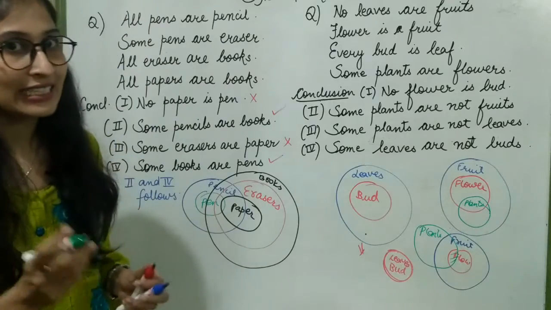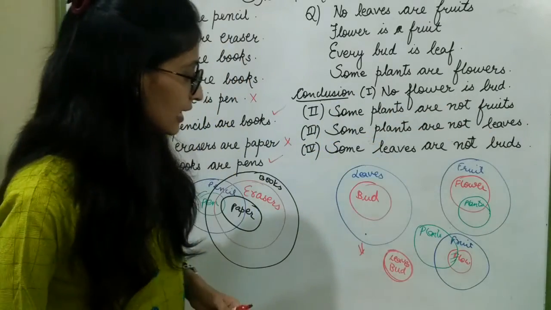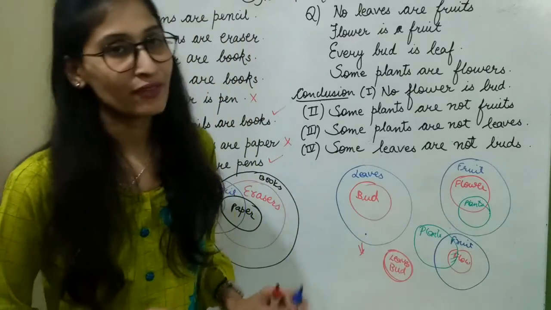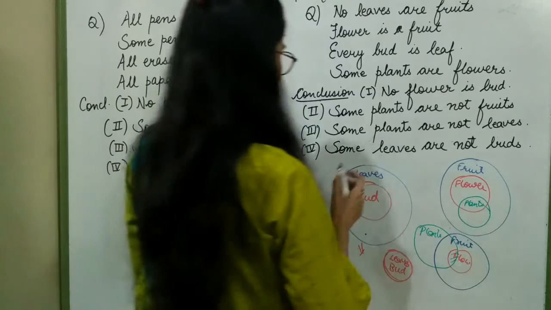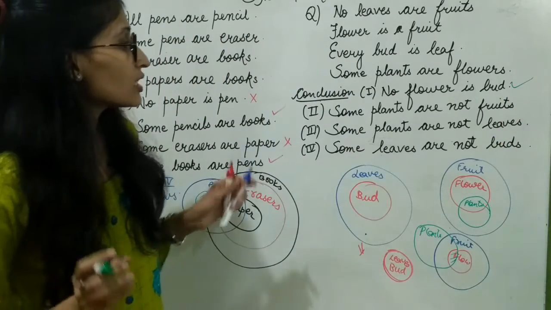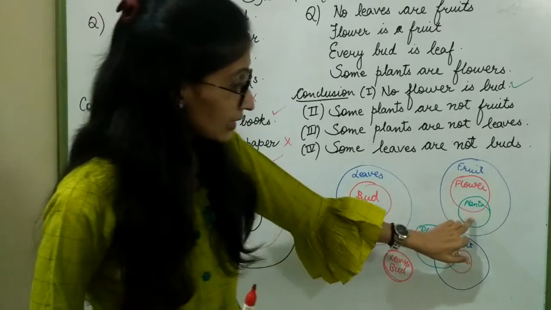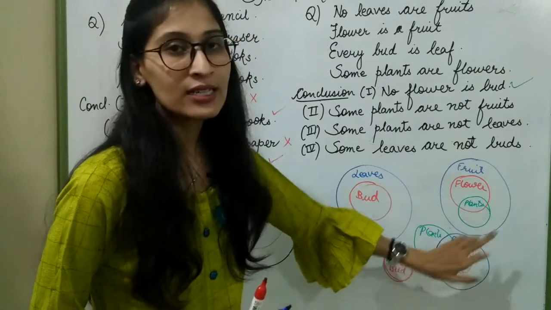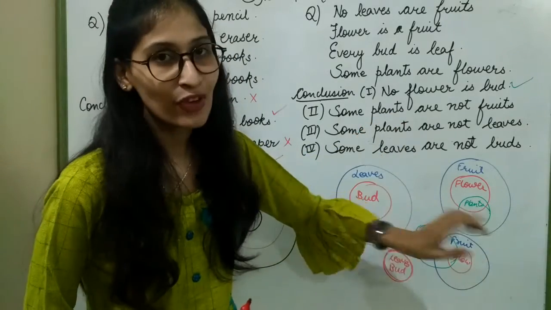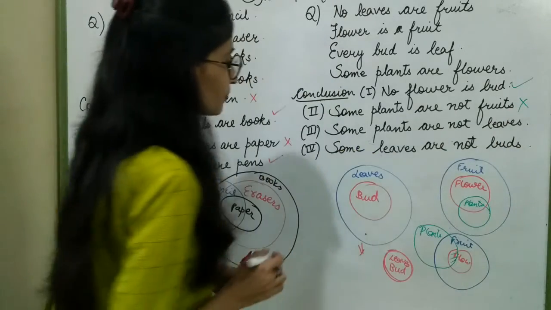Now start reading the conclusions. No flower is a bird. In all the possible cases, no flower can ever be a bird. So statement 1 is correct. Second conclusion, some plants are not fruits. But in this case, all the plants are fruits. So conclusion second is not satisfying this Venn diagram. So conclusion second is false.